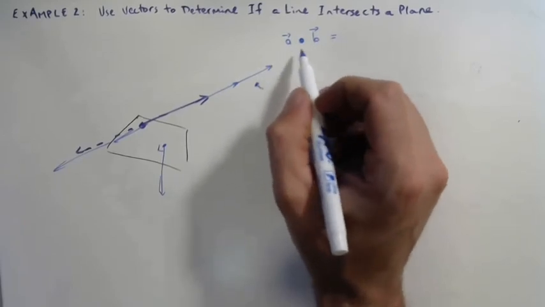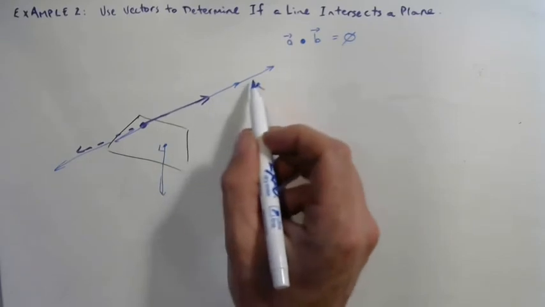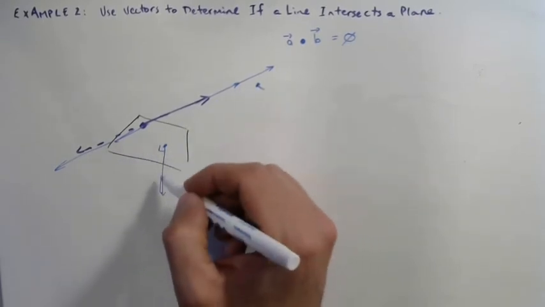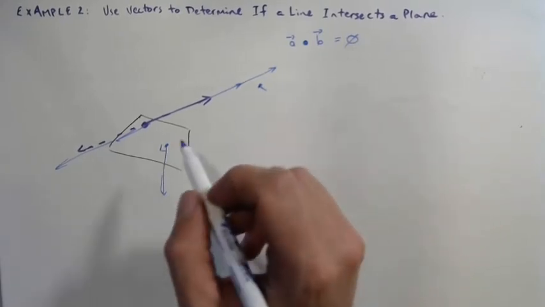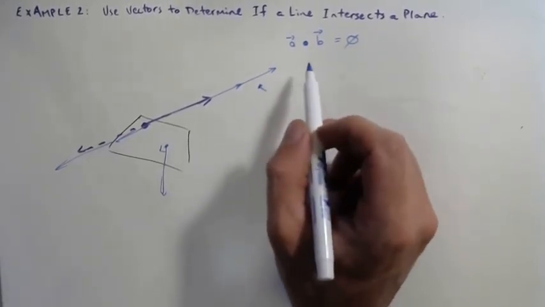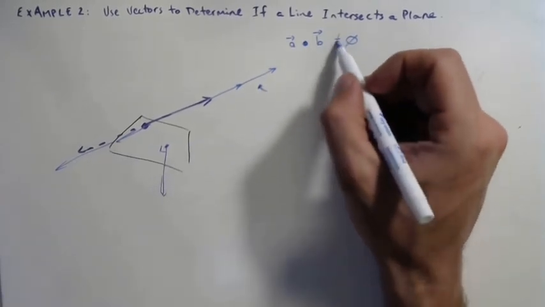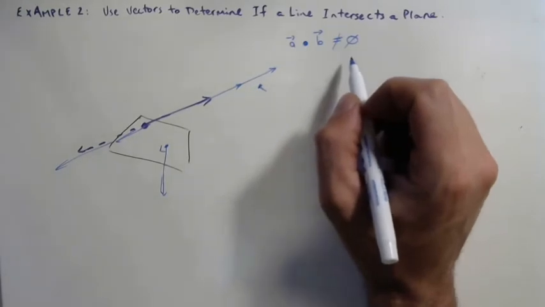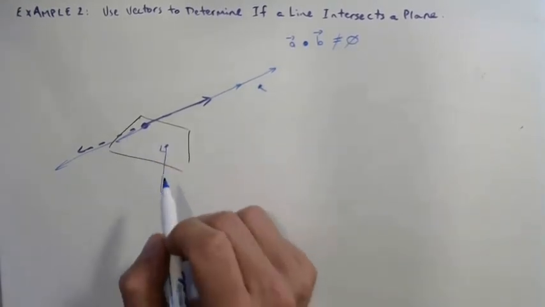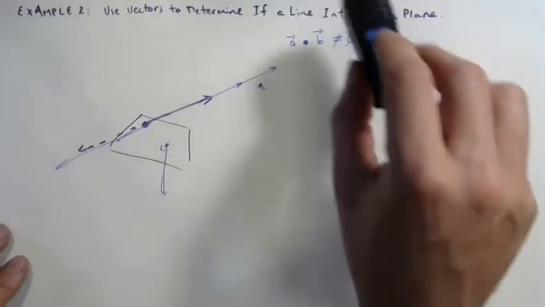And if the dot product between the line's direction vector and the normal is 0, then we know they are perpendicular. And in this case, there's going to be no solutions, no intersection between the line and the plane because they're parallel to one another. But if it is anything other than 0, we know that the angle between them will not be 90 degrees, which means the plane and the line will not be parallel, and they will intersect.